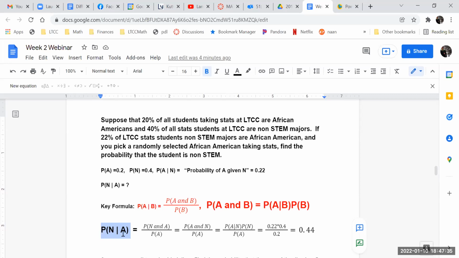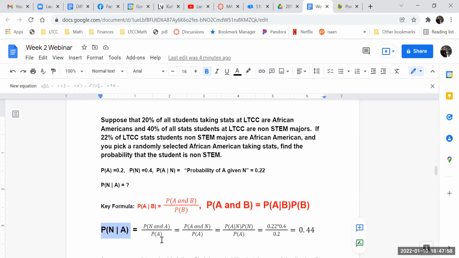So the probability of N given A is the probability of N and A. Instead of A and B, you write N and A, divided by, so notice that A is after the given sign. Here the B is after the given sign. The thing after the given sign is the denominator, probability of A. Any questions on that?